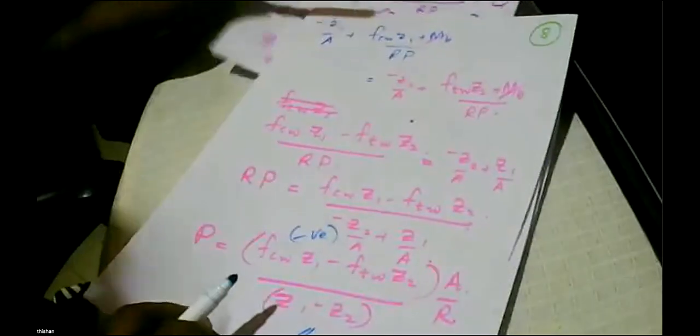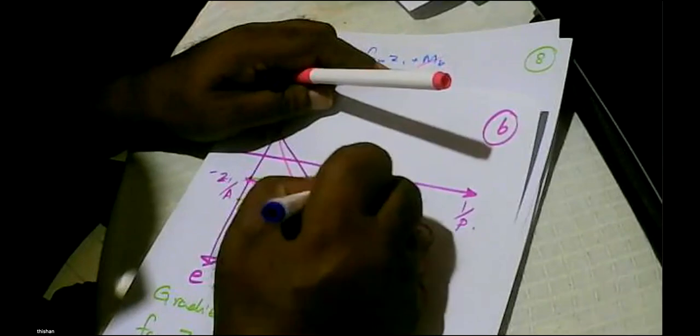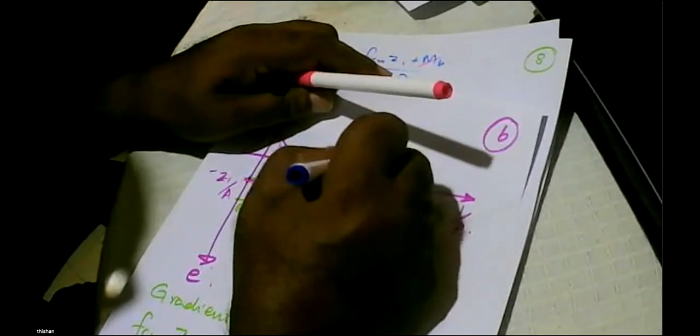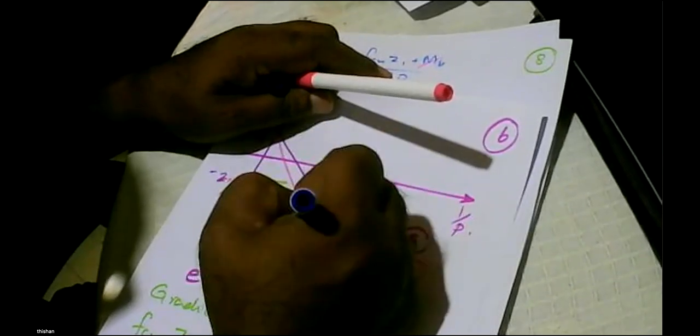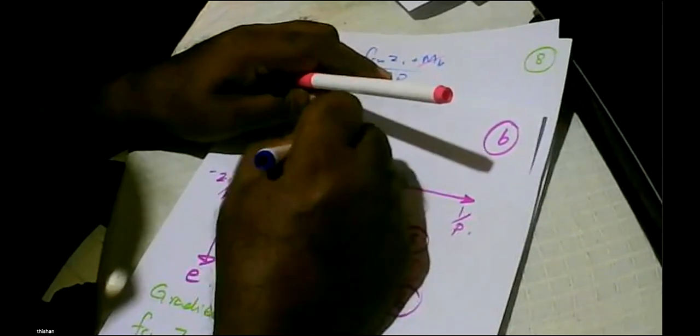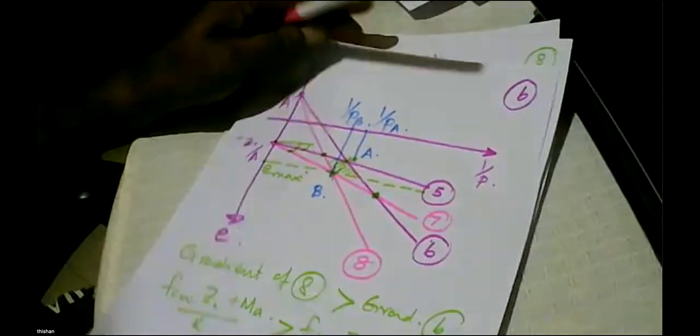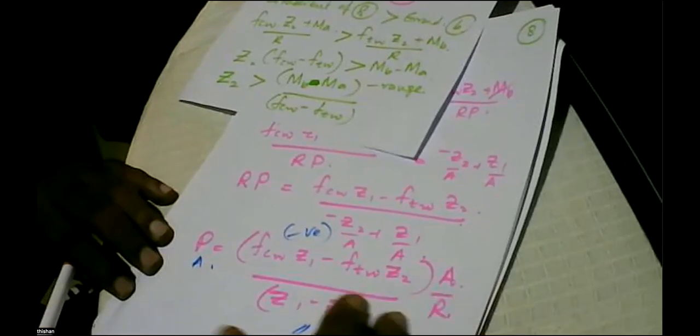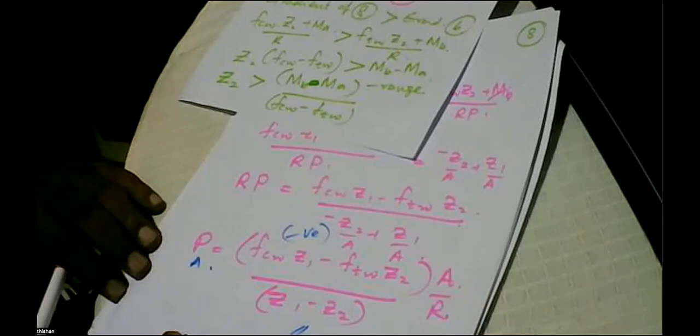And let's say this point is A. This point is point A. This point is point B. So the corresponding pre-stressing force is 1 over P A. The corresponding pre-stressing force here is 1 over P B. Right? So this is P A. What will you get for the P B? Same thing.